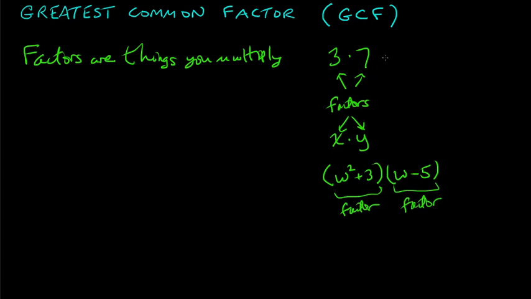The result, when I multiply 3 times 7, I get 21. The result is called the product. Okay, so just some terminology. I'm going to use these words, factors and products, over and over again, so make sure you know the difference. All right. Next thing is prime factorization.